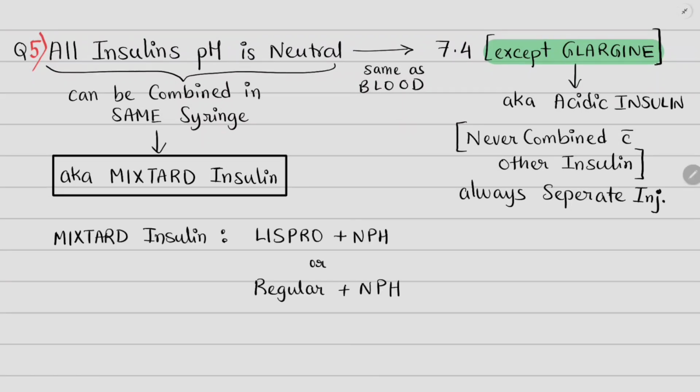Mixed-stirred insulin can be either a combination of Lispro and NPH, since Lispro is ultra short and NPH is intermediate, or regular and NPH, right? Now this mixed-stirred insulin is usually prepared in the ratio of 30:70 or 50:50. Now let's come to the very easy part, the uses of these types of insulin.